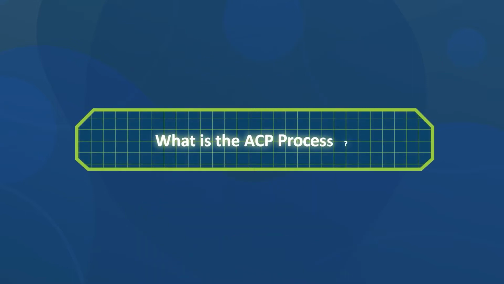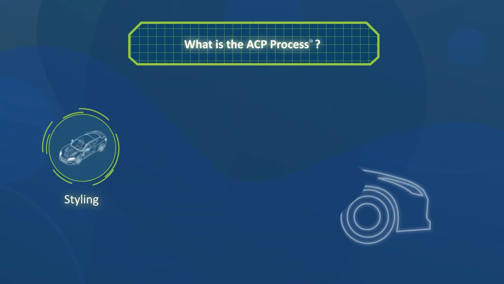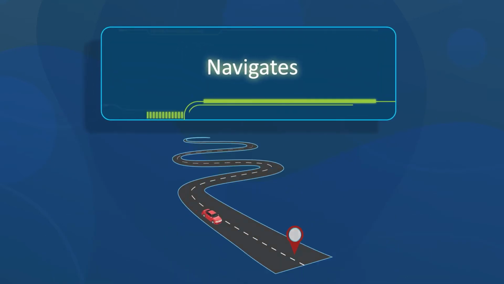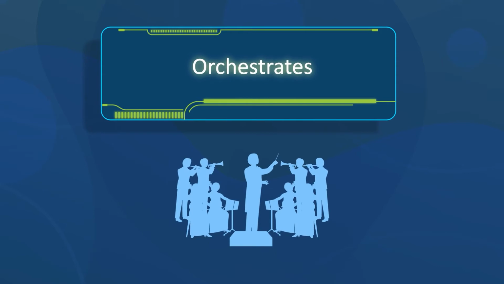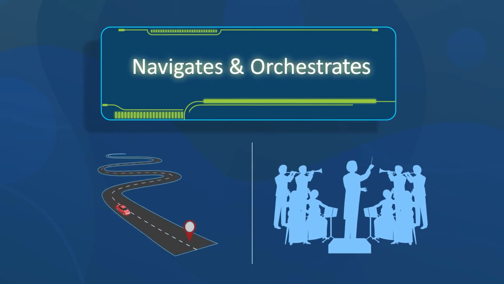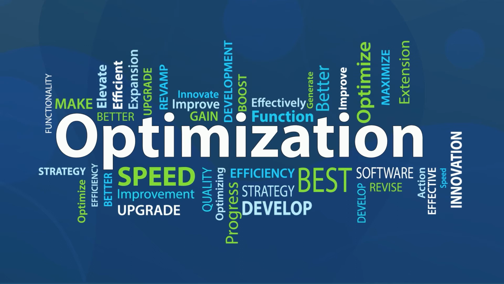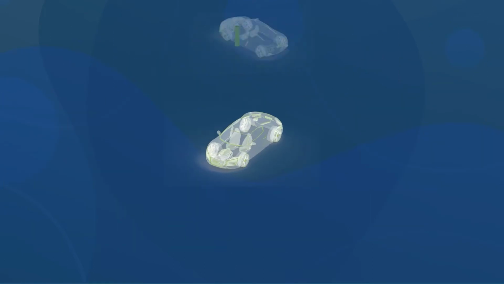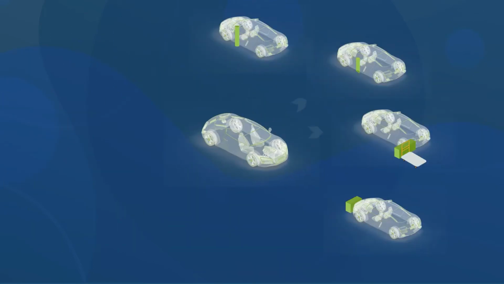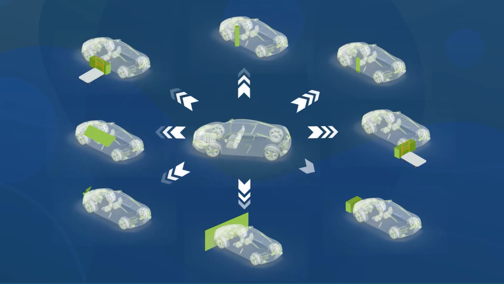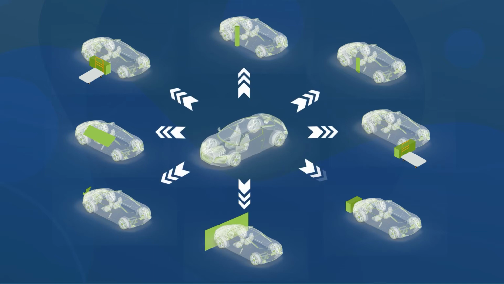What is the ACP process? A holistic and systematic approach that navigates and orchestrates through advanced software tools based on assumption and correction philosophy from concept to product. This includes the following enablers: an optimization system, which considers multidisciplinary loading simultaneously based on the most effective load path and combination of geometry, material grade, and gauge.